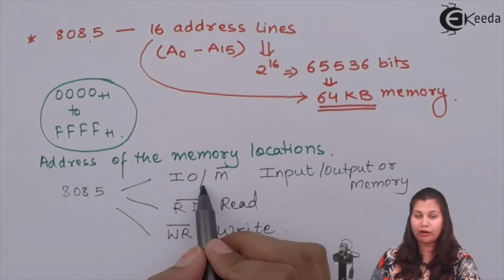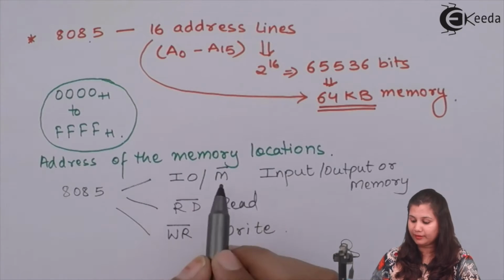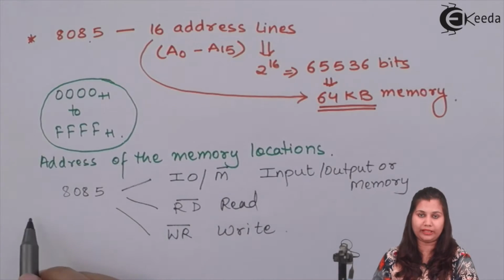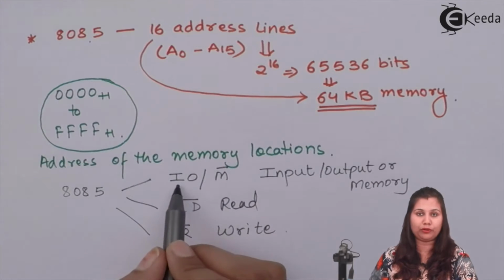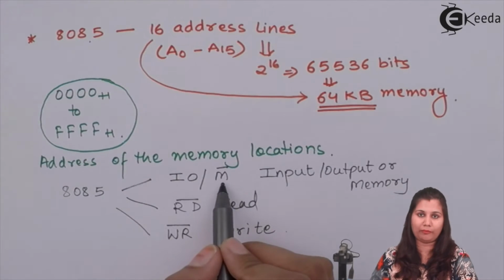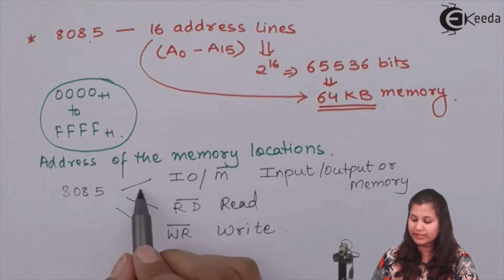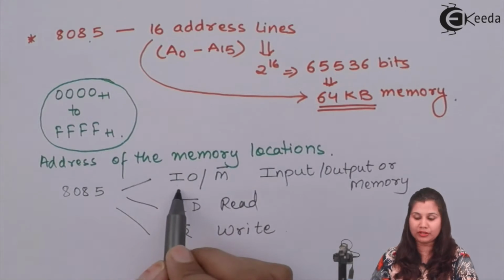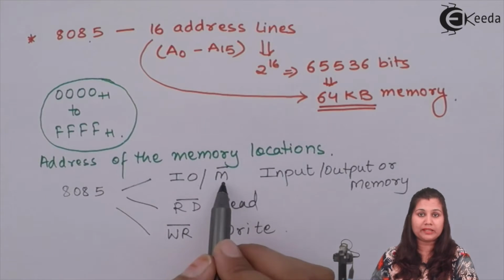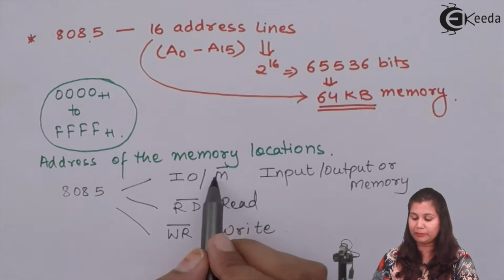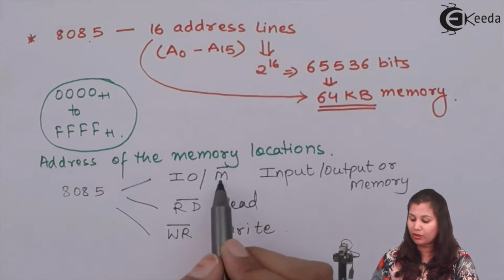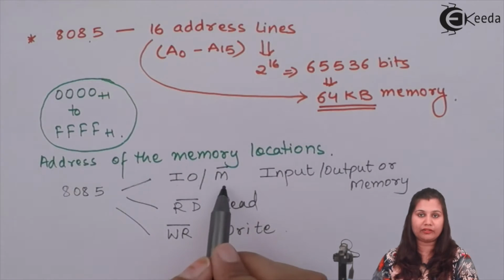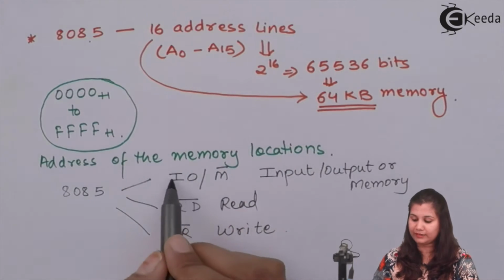This signal IO/M bar denotes whether the operation performed by the 8085 is an input output operation or a memory operation. When the value of this signal is 1, it will be an input output operation. When the signal is low, that means its value is 0, it will be a memory operation, because on M we have a bar.